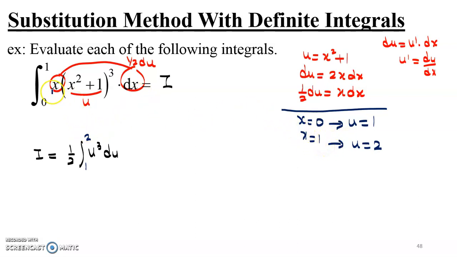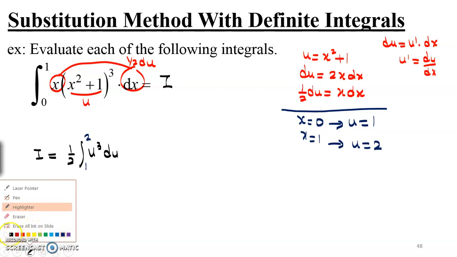Now keep in mind that the image by u of the lower bound is in fact the lower bound of the integral in terms of u, and the image of the upper bound is the upper bound. Even if when you evaluated the new bounds, the lower bound ended up being greater than the upper bound, it's okay, but to be mathematically correct, the image of the lower bound should be the lower bound and the image of the upper bound should be the upper bound.